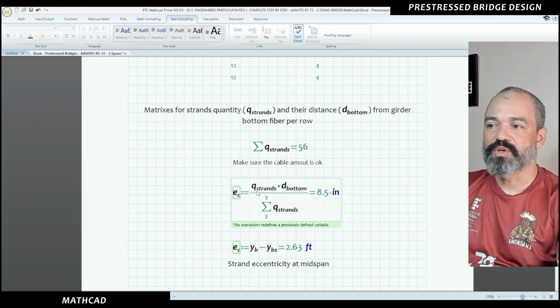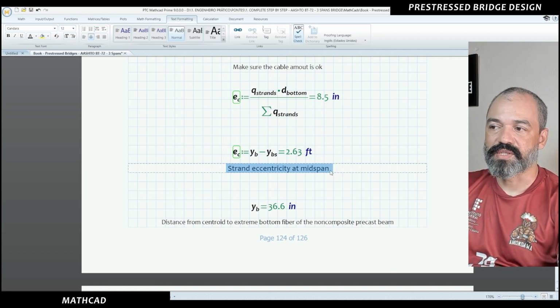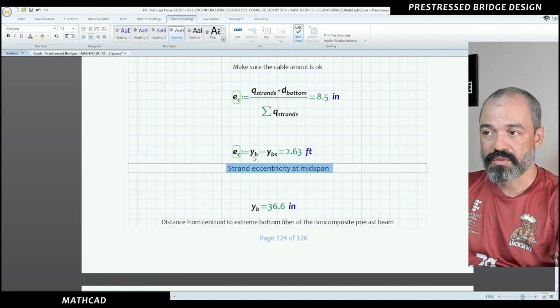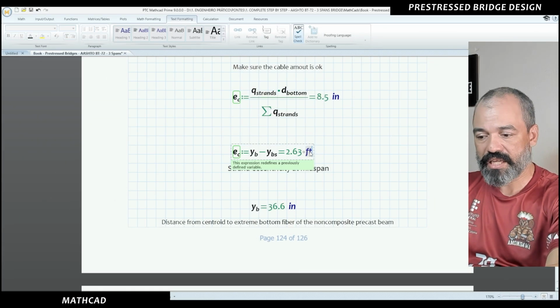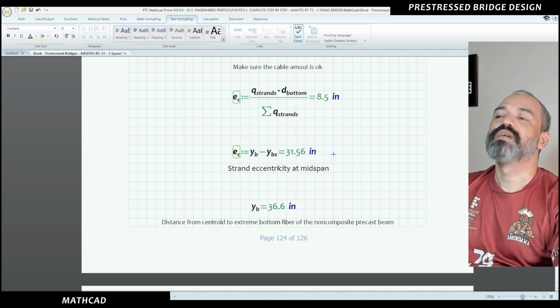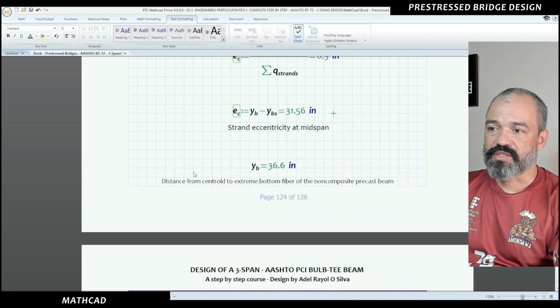The eccentricity would be the quantity of strands times the distance from the bottom divided by the sum of our 56 strands. You got 8.5 inches eccentricity. All right. So the strand eccentricity at midspan that I saw on the drawing would be 2.653 feet. I got it in feet. Sorry, inches would be better. 31.56 inches. The distance from the centroid to our extreme bottom fiber.